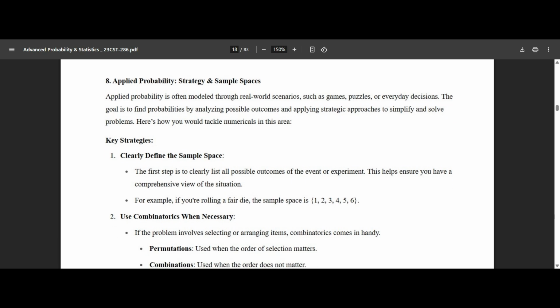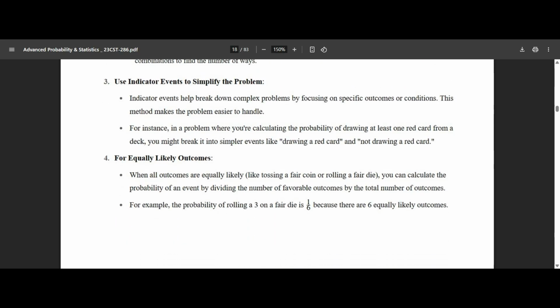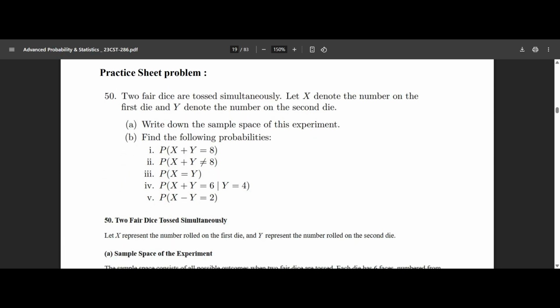So this is a basic thing of how to solve particular sums when given in a question. Let me demonstrate with this sum. Two fair dice are tossed simultaneously. Let x denote the number on the first die and y denote the number on the second die. So write down the sample space of this experiment.